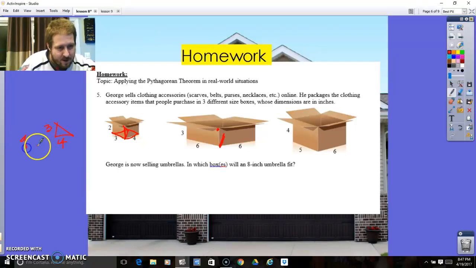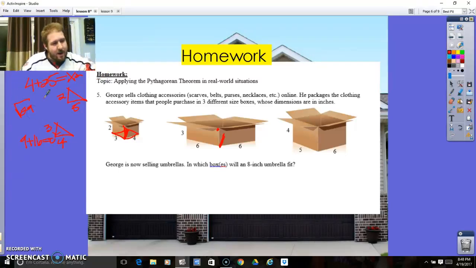So 3 squared is 9, 4 squared is 16, equals c squared. 25, square root of 25 is 5. So I now know the distance across is 5. So I make another triangle. Now I know the distance across is 5, the height is 2, and we want to find from top corner to bottom corner. 2 squared is 4, 5 squared is 25, equals x squared. 4 plus 25 is 29, so the distance across is the square root of 29.